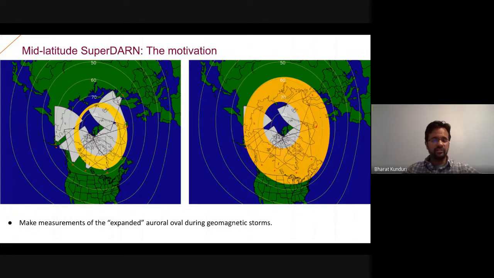So back in the early 2000s, it was proposed that there is a necessity to develop or expand the SuperDARN network towards the mid-latitudes.